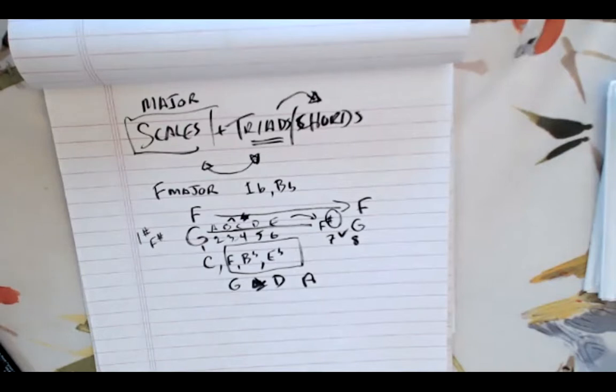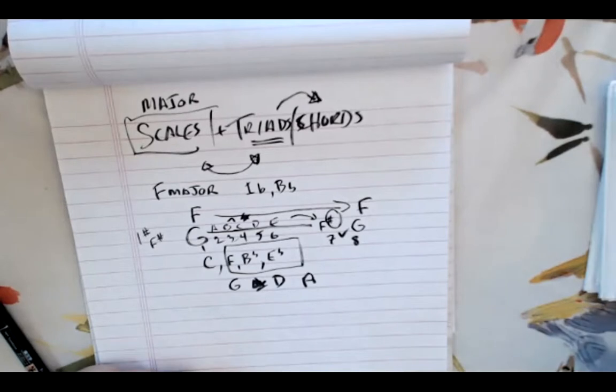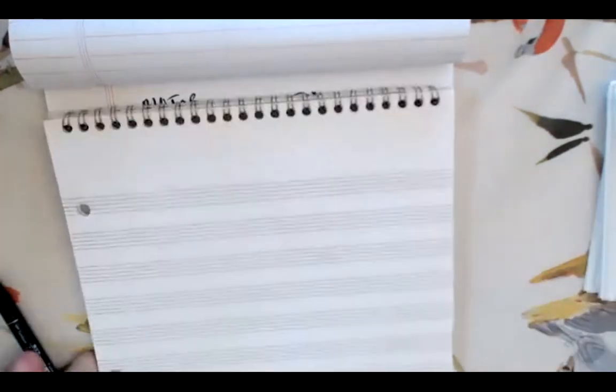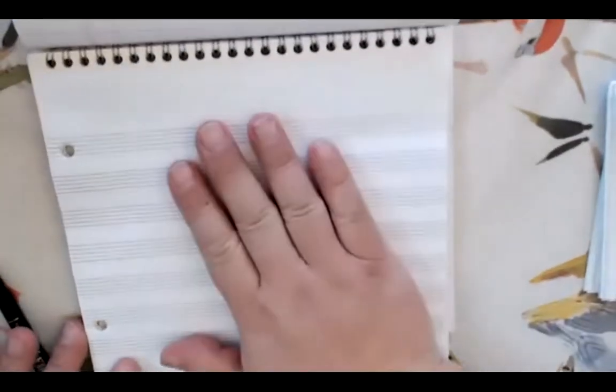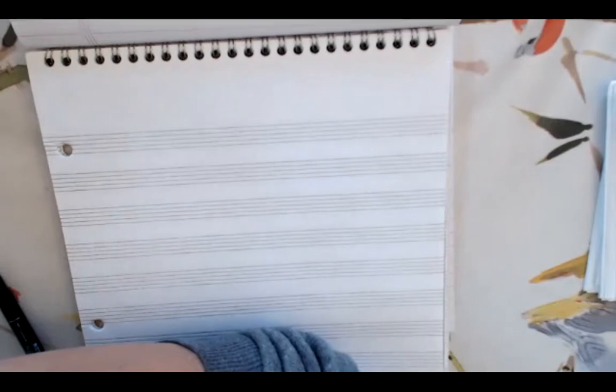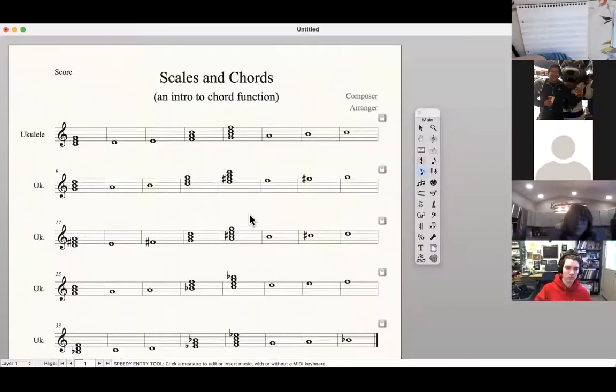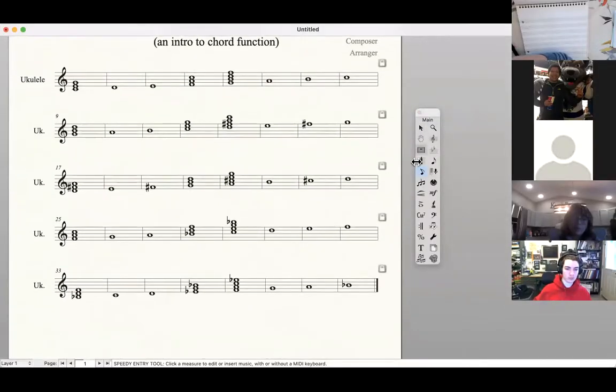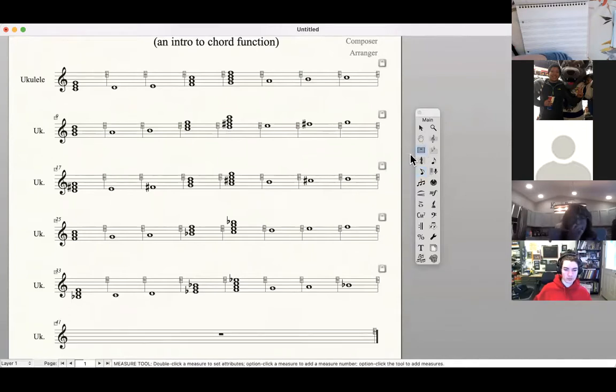So for instance, let's see, I'm gonna keep flipping pages here. Actually, I think I'm gonna bring in some staff paper. I'm gonna switch to a screen so you can see. Let's share screen. And we'll go to Finale. Okay. And I'm just going to add another measure.